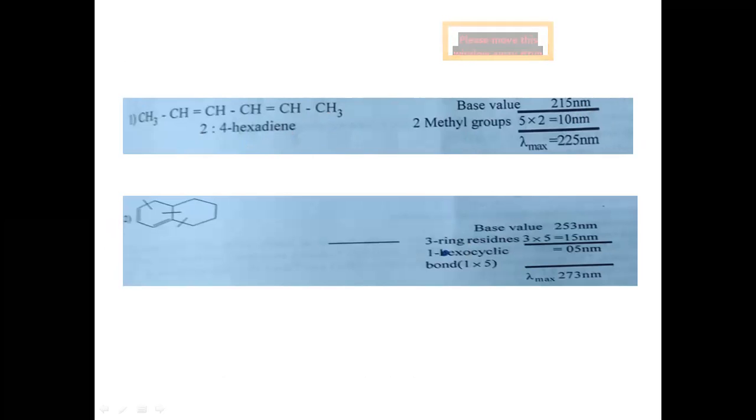Now, how many ring residues are here? In case of an open chain compound, we used to call it alkyl substituents. If a ring is there, then we call it a ring residue. Here it is an aliphatic compound, an open chain compound. Therefore, in case of an aliphatic or open chain compound, we call it an alkyl substituent.